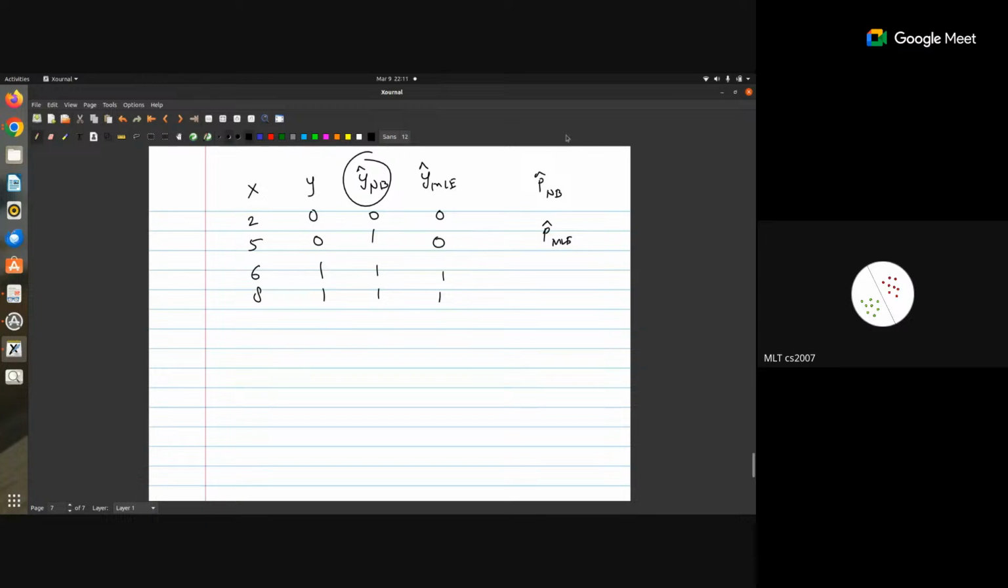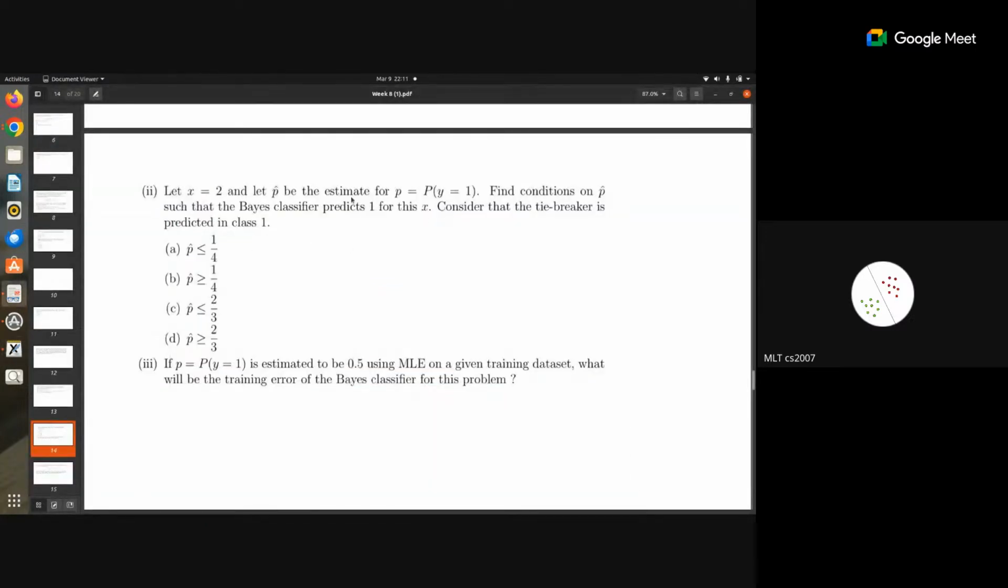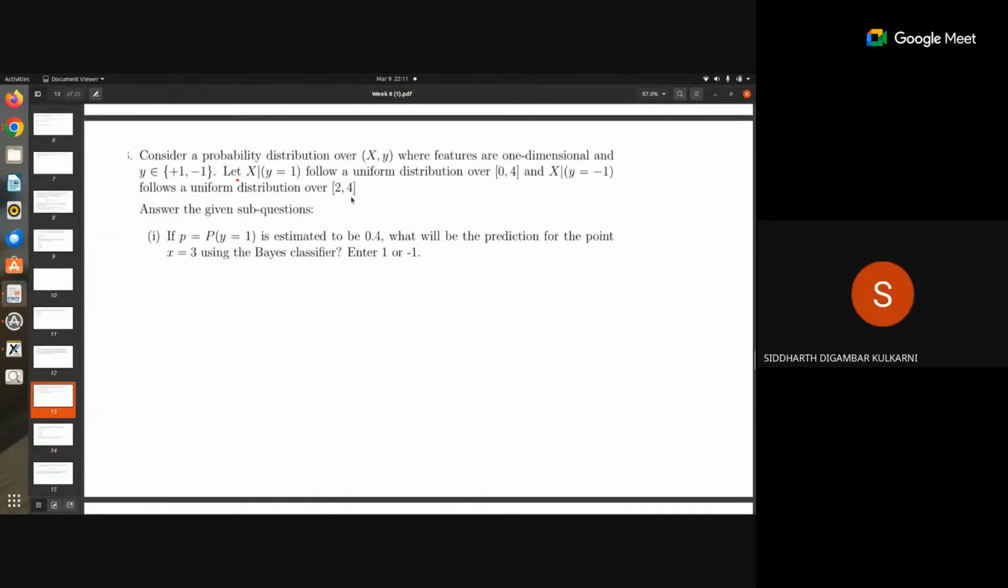This problem is fine. But how can you say about this problem? Any data between 2 and 4 will not be misclassified, even if P(y=1) is 0.4, or 0.5. Still, any data between 2 and 4 will not be misclassified. It will still be minus 1 only.